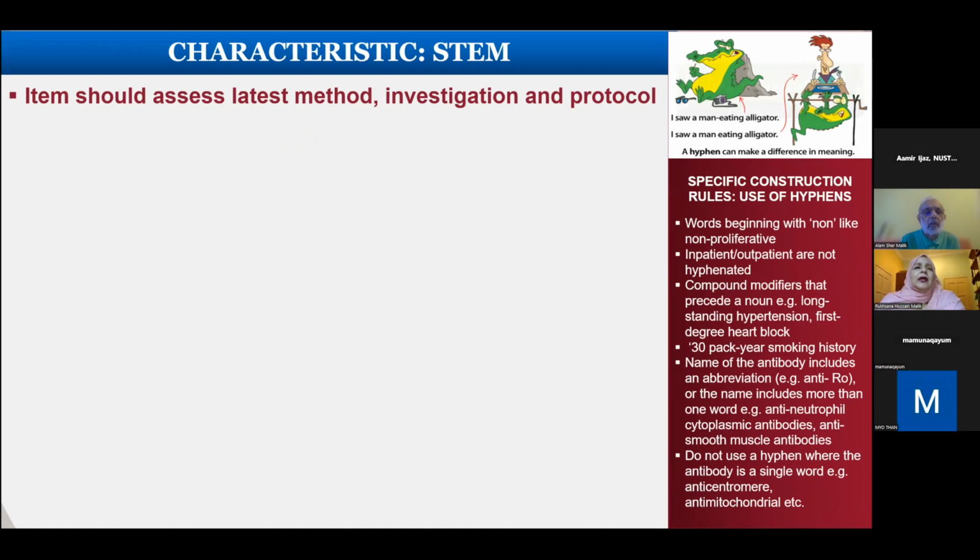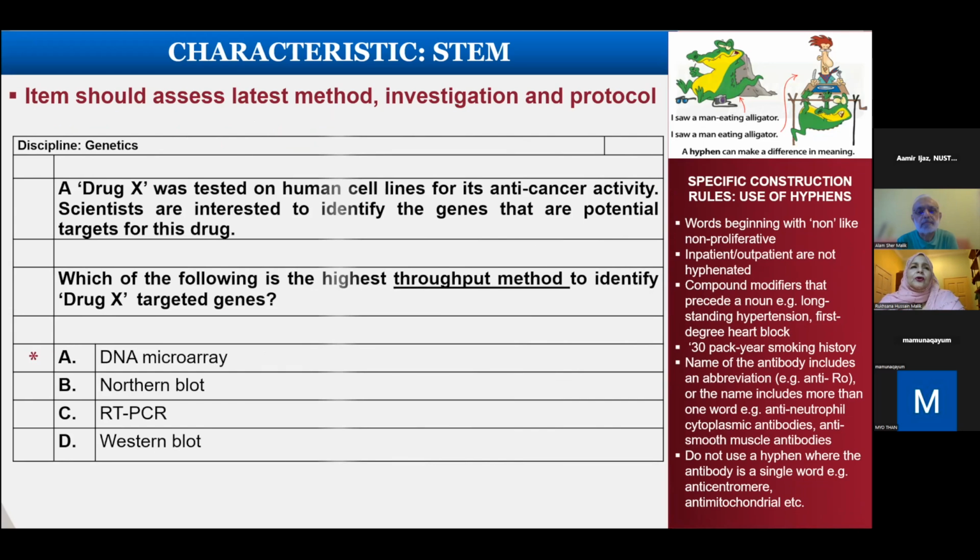Okay. Items should assess the latest methods, investigations, and protocols. For example, this question is from genetics, and we are asking about the high-throughput method of identifying drug-targeted genes. A lot of genetics is taught to the students in year 1 and year 2, and PCR and all those methods are commonly used. So practically the question is on this.